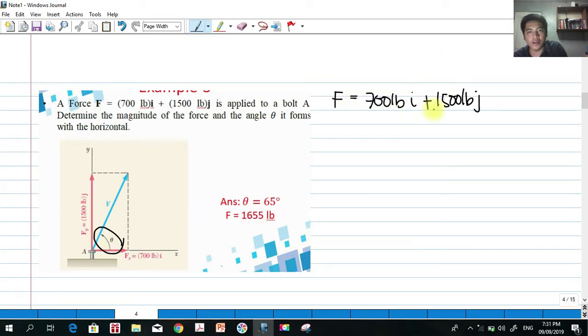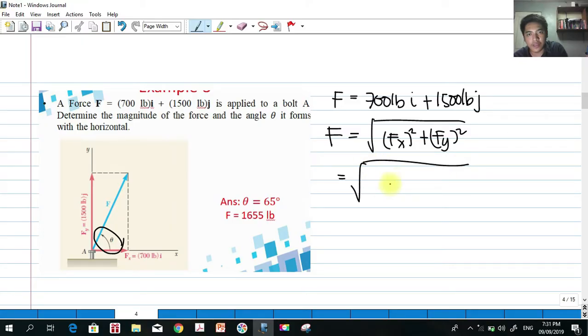So we are given the vector components of the force. How do we find the magnitude? The magnitude is simply the square root of f of x squared plus f of y squared. So what will happen here is 700 squared, this is our fx, plus 1,500 squared, this is our fy. And the magnitude of that force, if we solve this, is equivalent to 1,655 pounds.